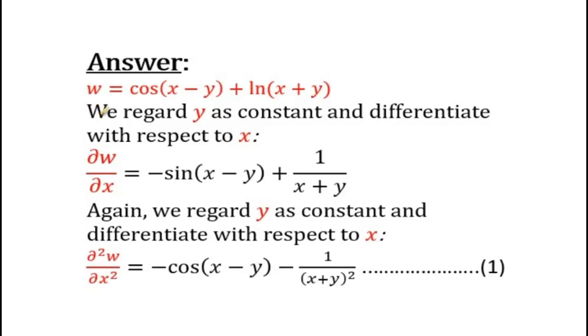Start the solution. w is equal to cos(x - y) + ln(x + y). We regard y as constant and differentiate with respect to x. So ∂w/∂x is equal to -sin(x - y) + 1/(x + y). Again, we regard y as constant and differentiate with respect to x. So ∂²w/∂x² is equal to -cos(x - y) - 1/(x + y)². We name it as equation 1.